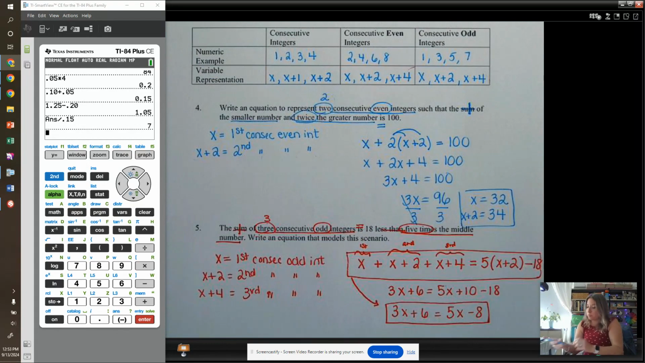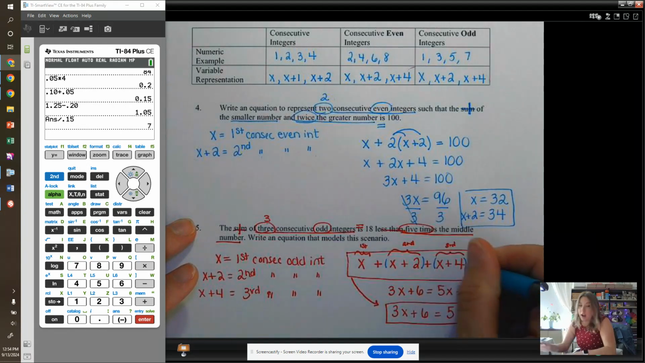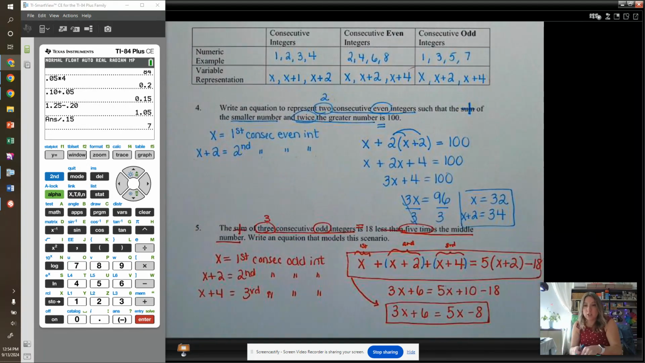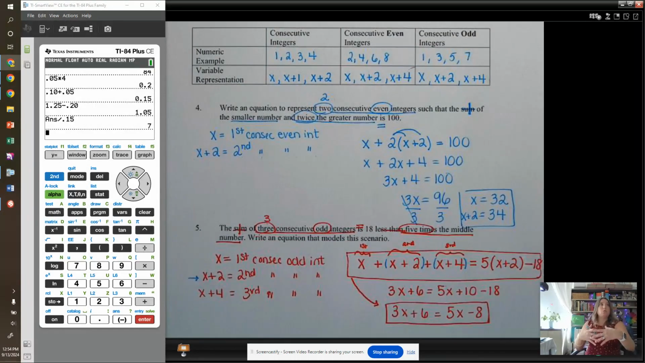It could help to put the parentheses around each, even though you're not distributing anything. There's nothing being multiplied by each of those. It just might help you think about each as its own value. And then the middle number is 5 times it and 18 less than that, so minus 18. Those are equal to each other. I did not ask you to solve it. I just wanted you to represent it.